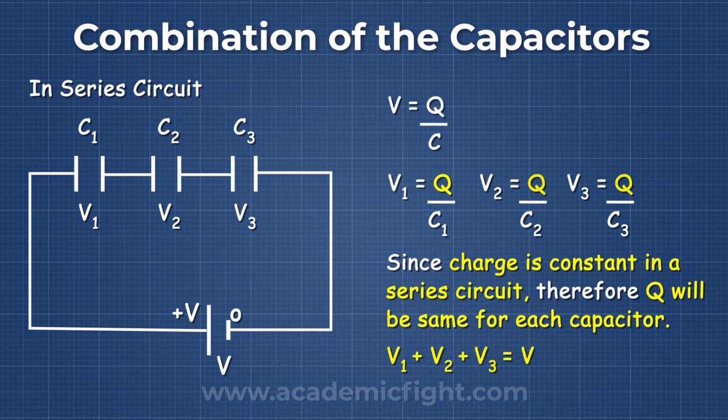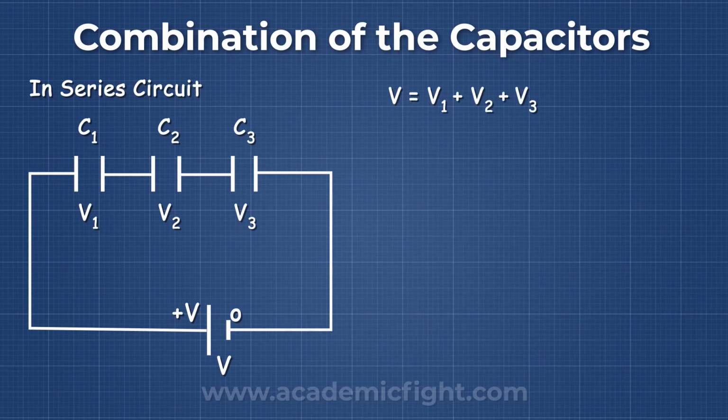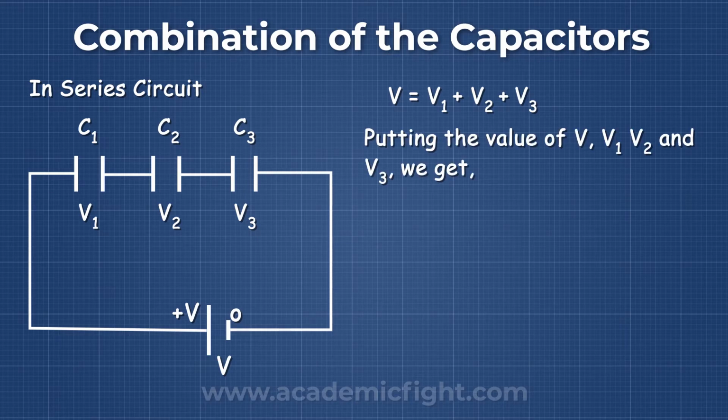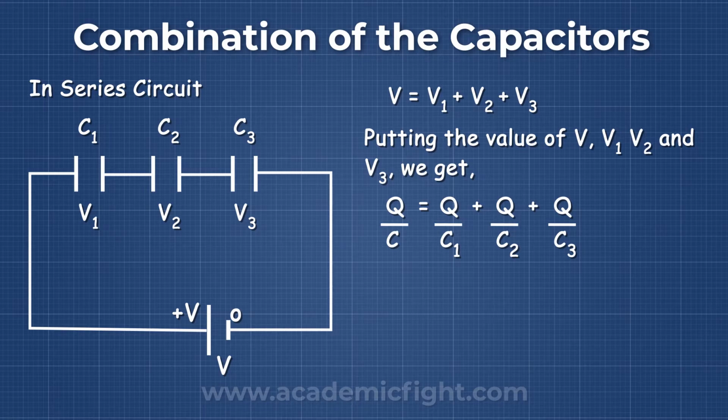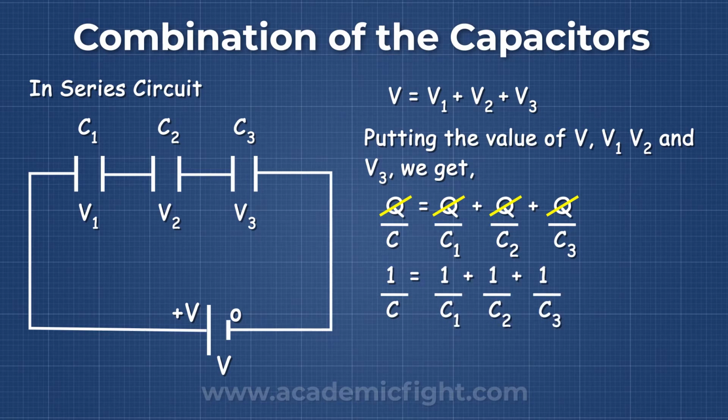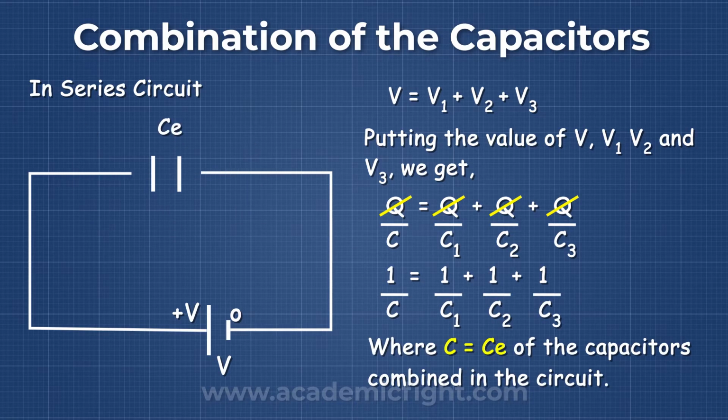For a series circuit, V1 plus V2 plus V3 is equal to V, as discussed in the beginning of the video. V is equal to V1 plus V2 plus V3. Putting the value of V, V1, V2, and V3, we get Q by C is equal to Q by C1 plus Q by C2 plus Q by C3. Q cancels each other, and we get 1 by C is equal to 1 by C1 plus 1 by C2 plus 1 by C3, where C is the equivalent capacitance of the capacitors combined in the circuit.